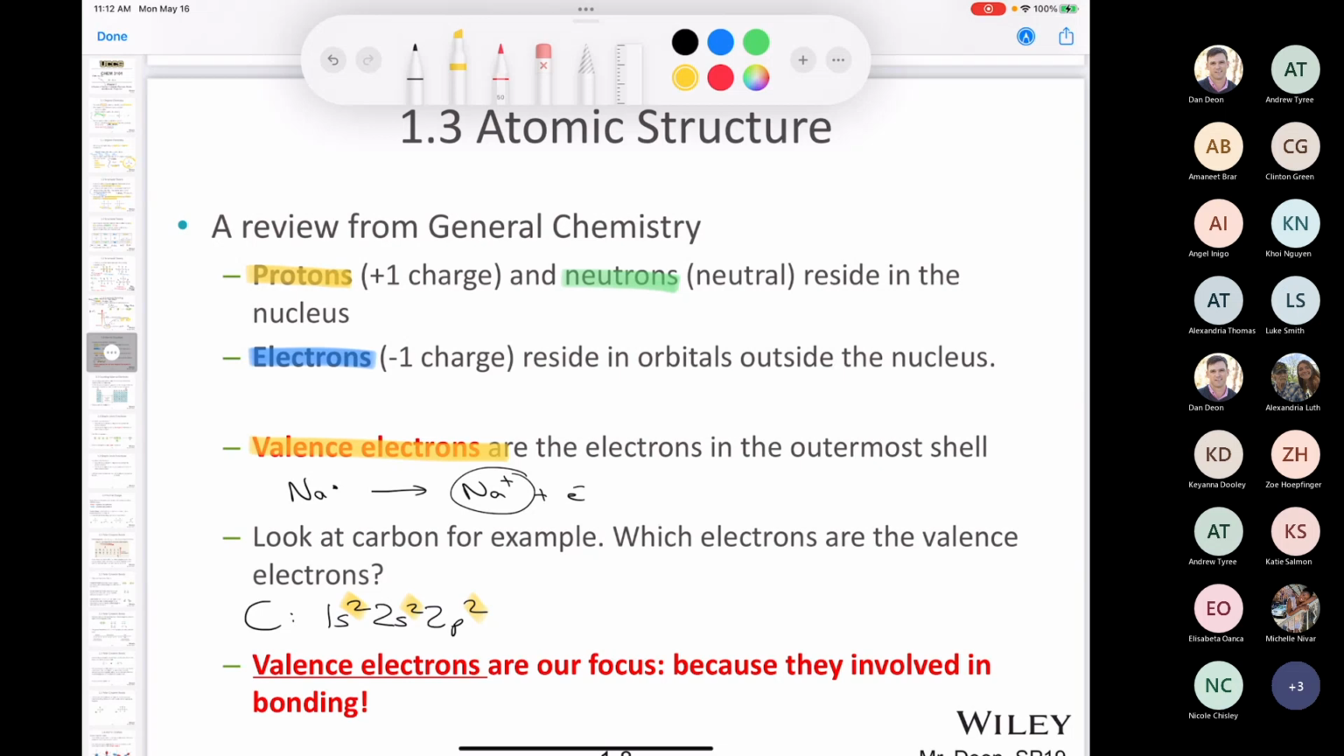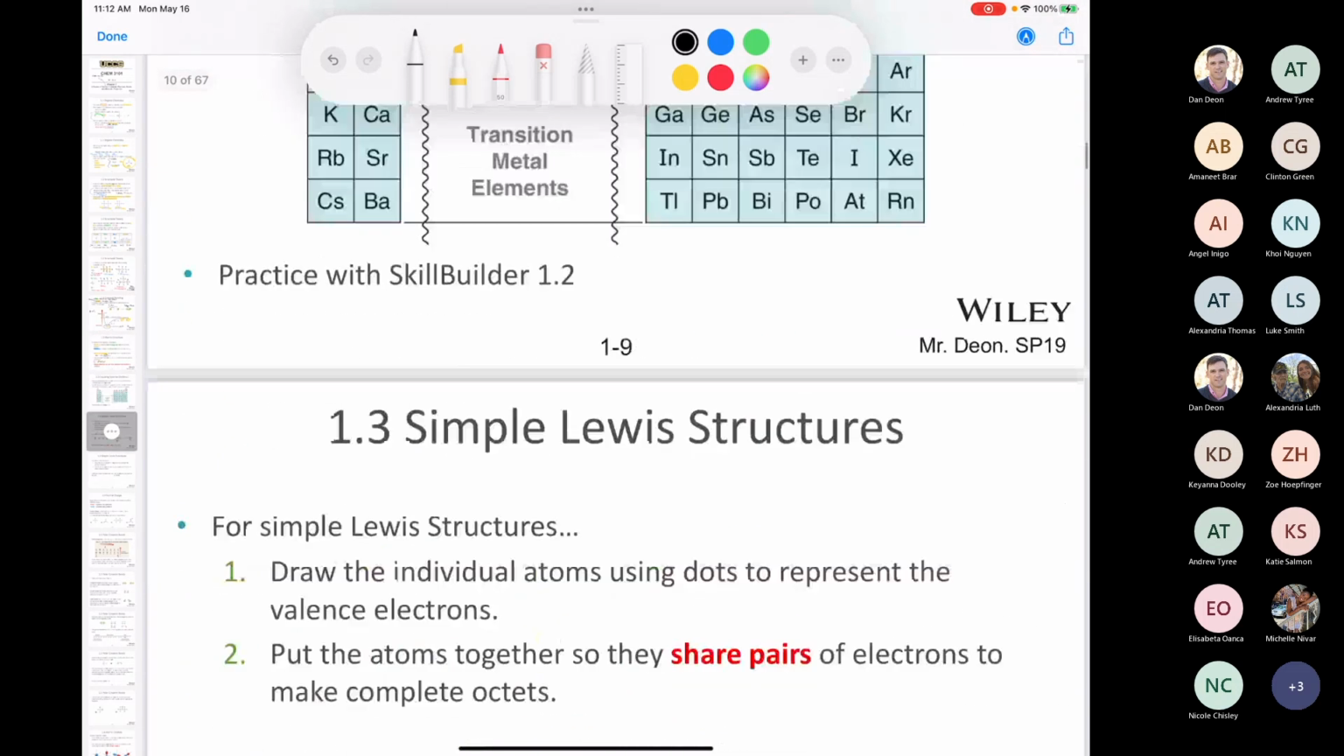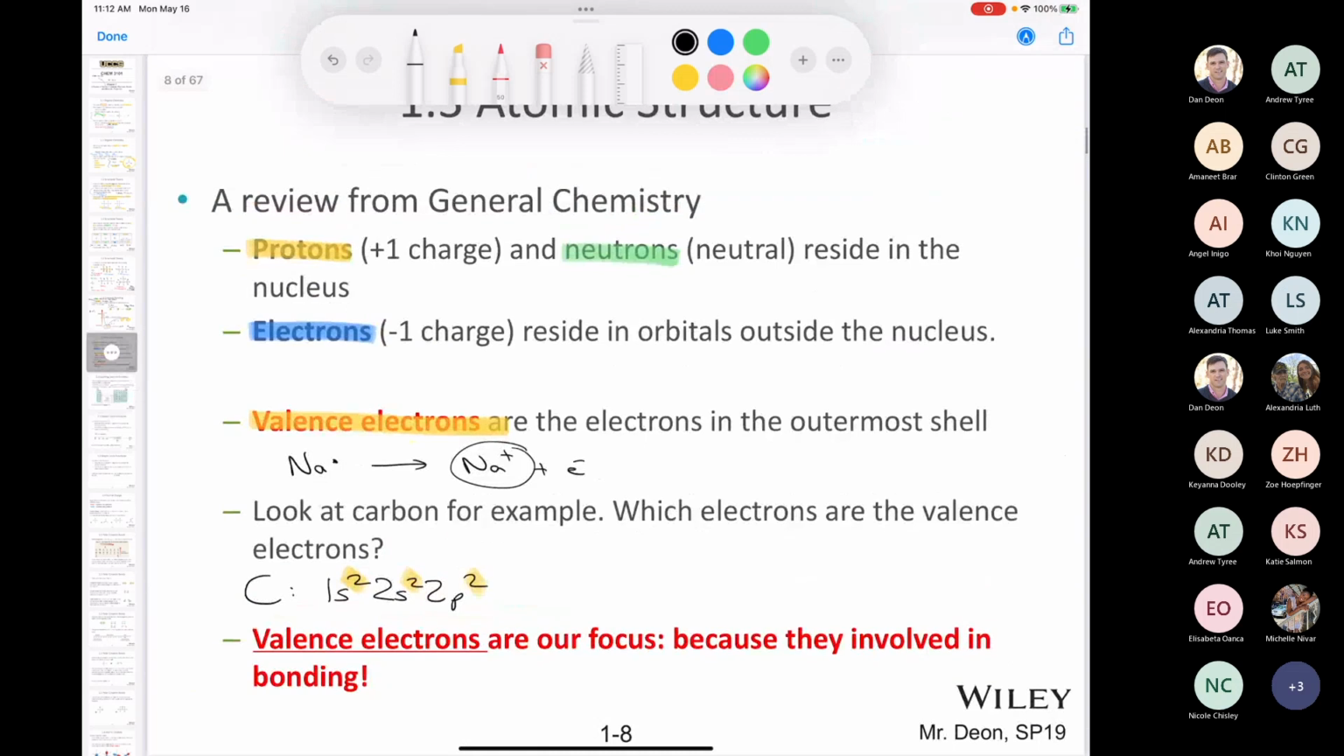Exactly, the 2s2 and the 2p2. The ones that are in the orbitals that have a principal quantum number of 2. So these ones here are the valence electrons. That is why when we write the Lewis structure of carbon, we write it with 1, 2, 3, 4 electrons surrounding it, because it has 4 valence electrons. Thus, when we're looking at bonding, we focus on valence electrons. Why can carbon form 4 bonds? Because it has 4 valence electrons. 4 valence electrons, 4 bonds.